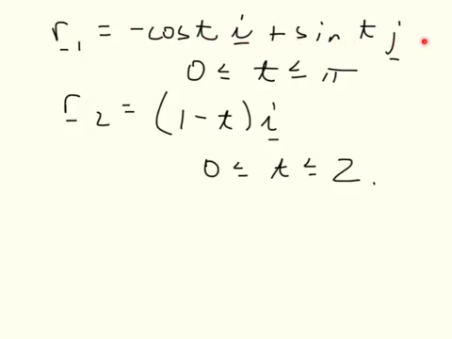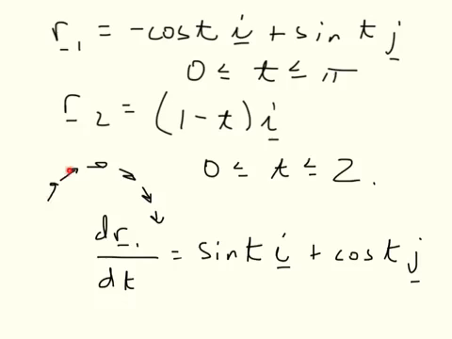Here are the two paths, negative cosine ti plus sine tj, and 1 minus ti. This is our upper half circle, and this is our return along the axis. And so now we're going to find the velocity vectors that give us little direction pieces along these curves. So we find these little velocity vectors, dr1 dt, and they are the derivative of cosine is negative sine, but we have this negative sign, so sine ti plus cosine tj.